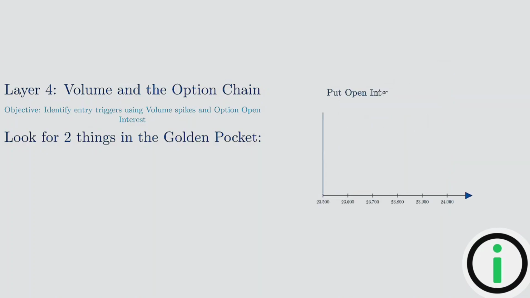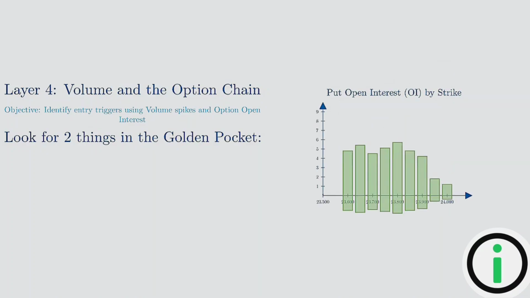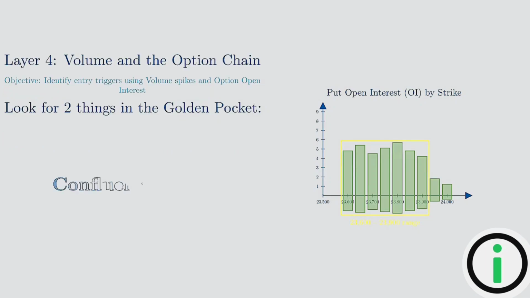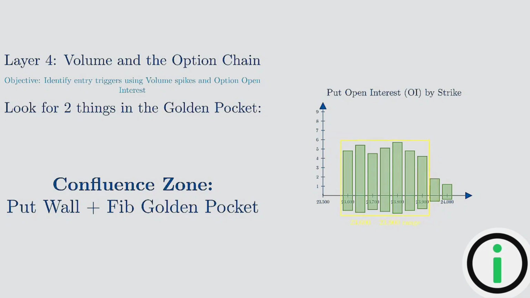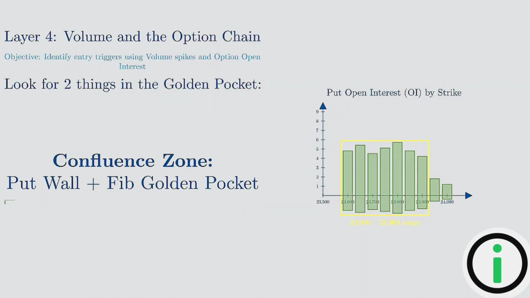Second, we look at the option chain. For a long setup, we want to see a heavy put wall. On the Nifty 50 chart, notice the high concentration of put open interest between 23,600 and 23,900. This is vital because big option writers are financially incentivized to defend these levels to protect their premiums. When this put wall overlaps our Fibonacci golden pocket, it creates a confluence zone. By waiting for both a volume spike and a defended put wall, we ensure we are moving with the weight of the market. You have now met the objective of identifying institutional entry triggers.